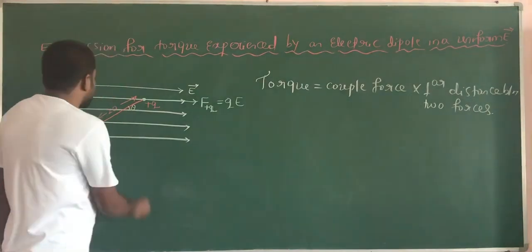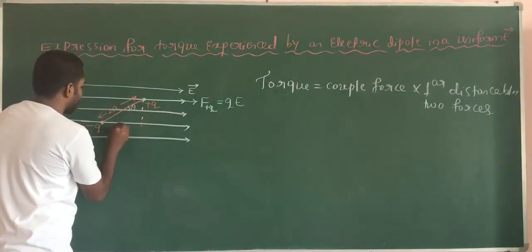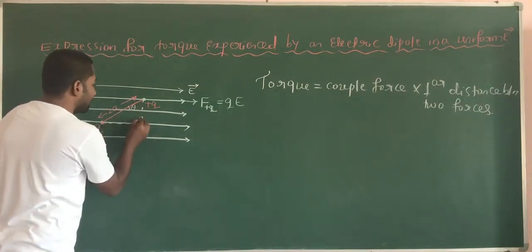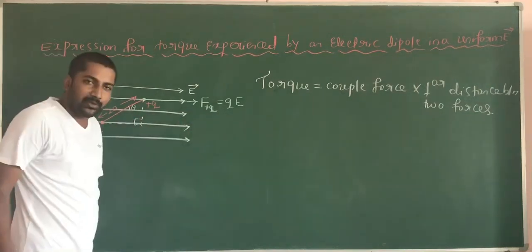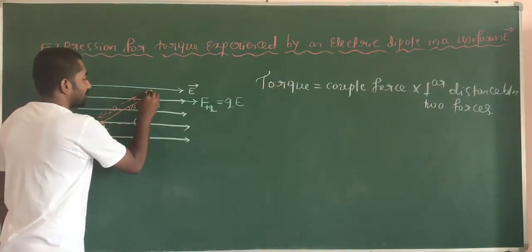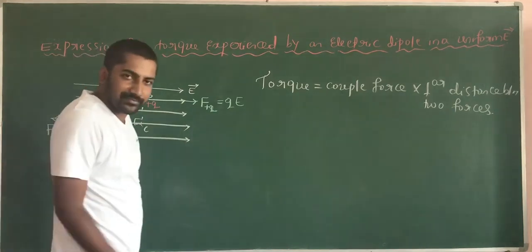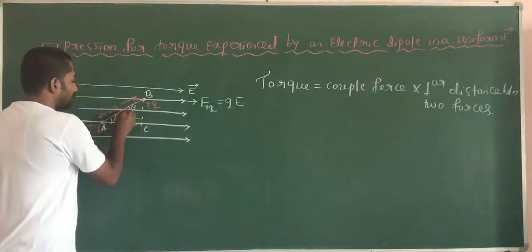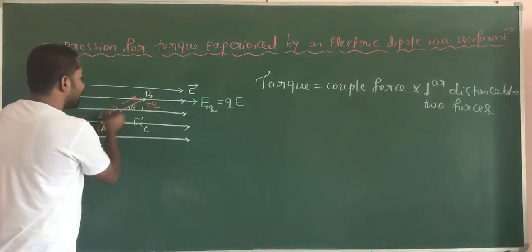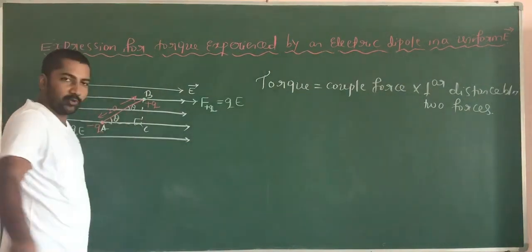Now I draw this certain triangle. This is the perpendicular distance between these two forces. Here, theta is equal to 90 degrees. This is triangle ABC, which makes a certain angle theta. Here, the distance between these two poles is 2a.